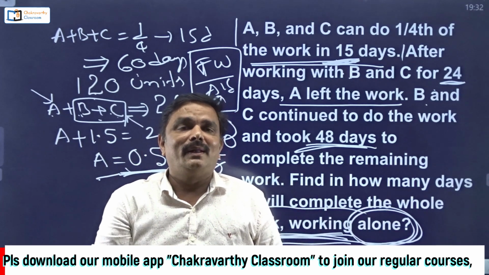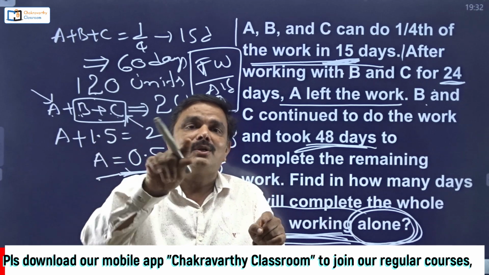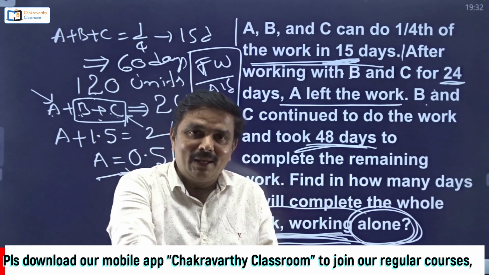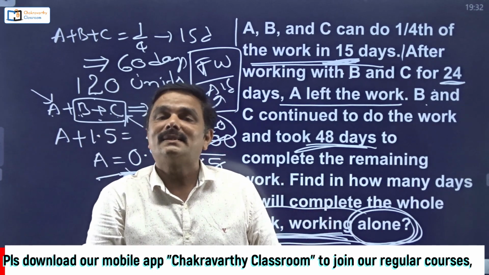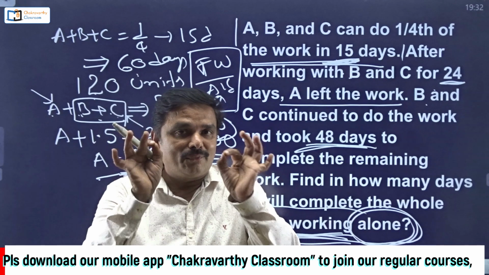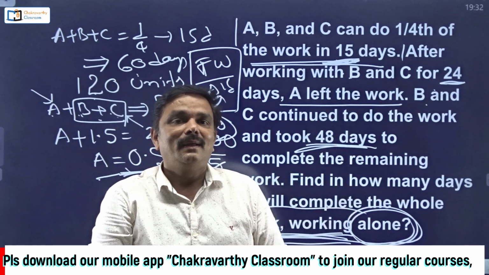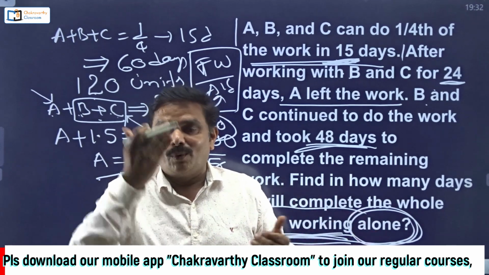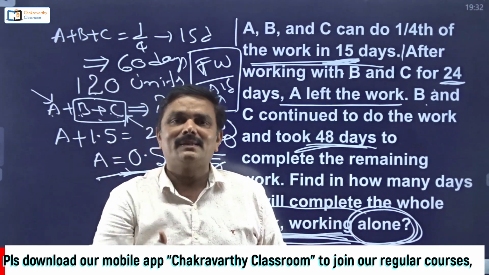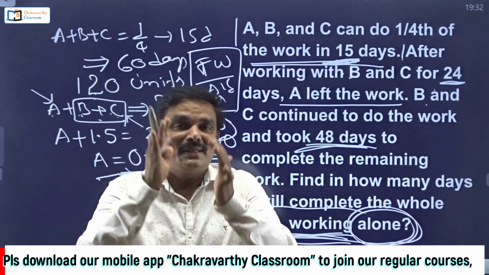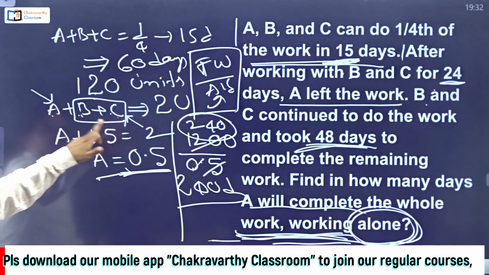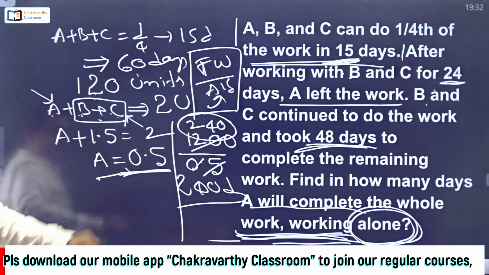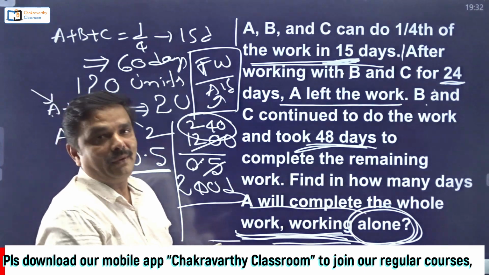Then they have given that A, B and C work for 24 days. That means 48 units of work is completed. Now the remaining work is 120 minus 48, that is 72. 72 units of work has been completed by B and C. Now easily I can find out B and C's 1 day's work, which is 72 divided by 48, that is 1.5. Once I found B and C's work, I deduct that from ABC's 1 day's work. I got A's 1 day's work as 0.5 units.